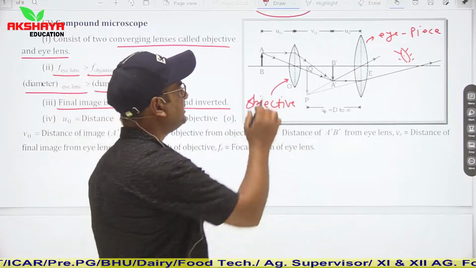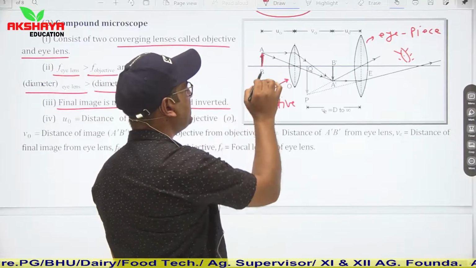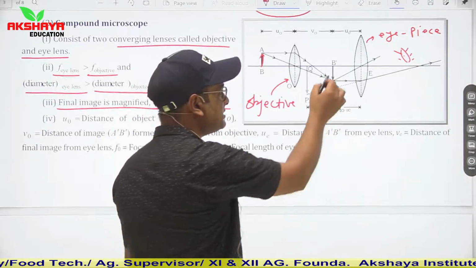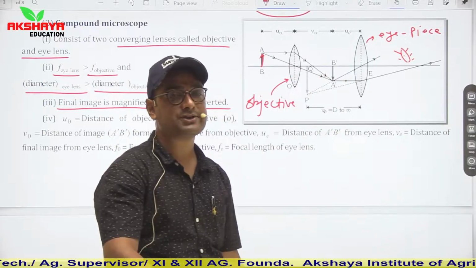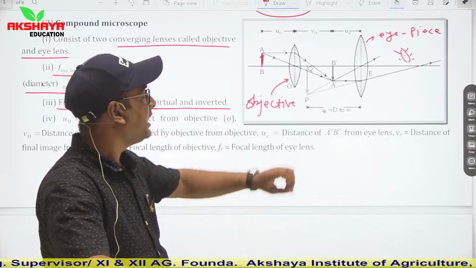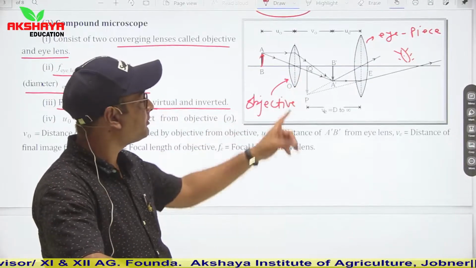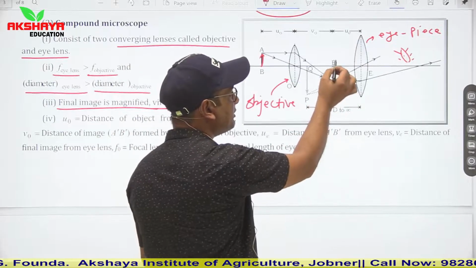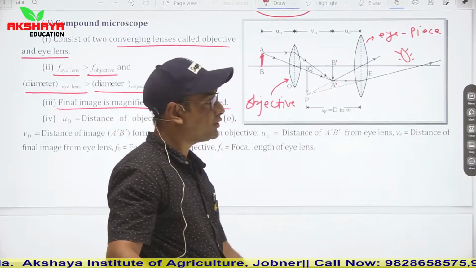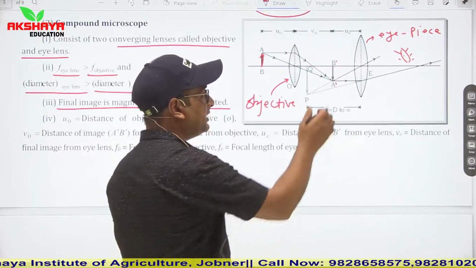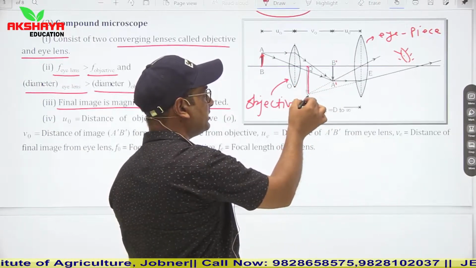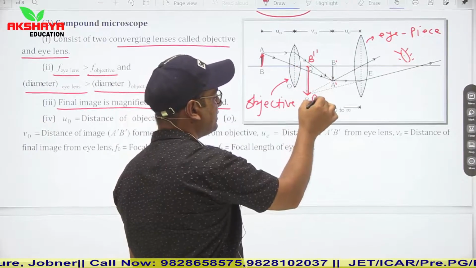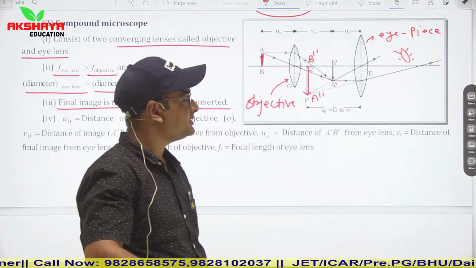We can clearly see that this AB is our object. Its first image is formed by the objective, which is A'B'. A'B' is a real, inverted and enlarged image formed by the objective lens. Now this A'B' acts as a virtual object for the eyepiece, and its image is formed. Let us say this image is B''A''. So this is the final image.